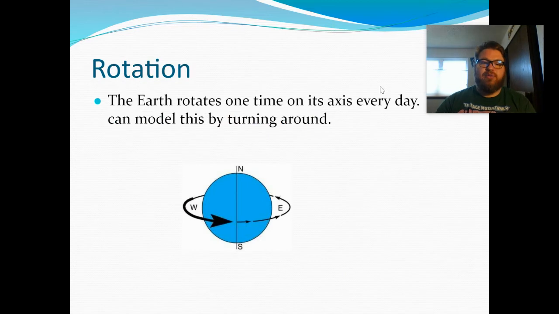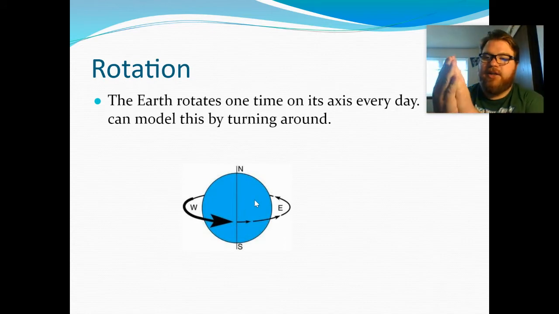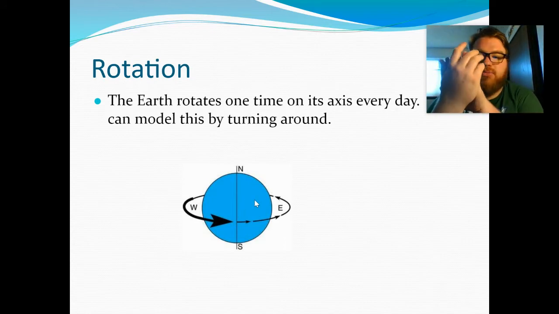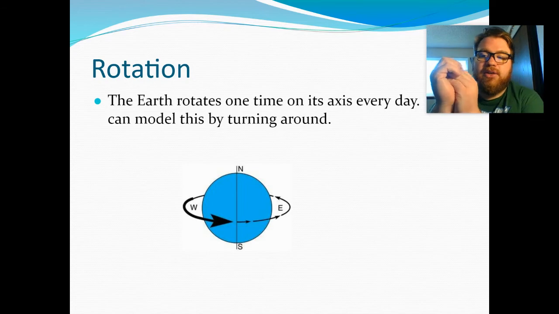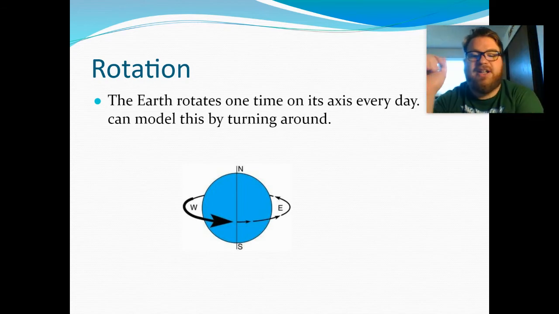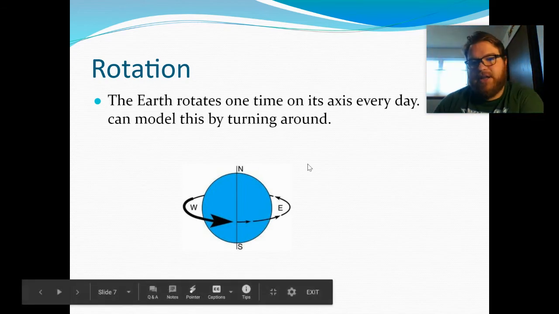And the Earth rotates. It rotates on its axis every day. You can model this by turning around. It turns around every day, and so that's day and night. So the Earth is spinning, it is rotating. So right now, as you're going from morning to afternoon to night, that is during the rotation. And you're rotated the opposite way during nighttime. That's why it's dark. The sun is not shining on that part of the Earth that you're in.